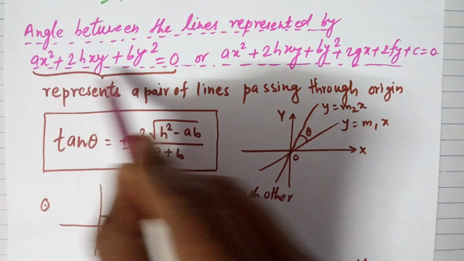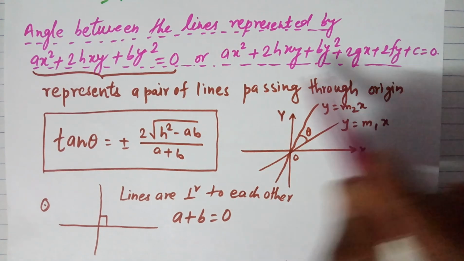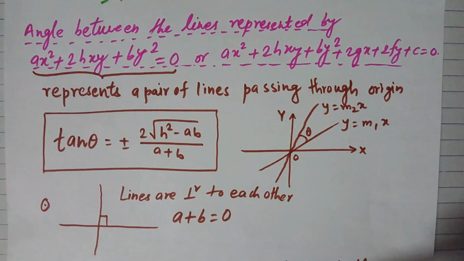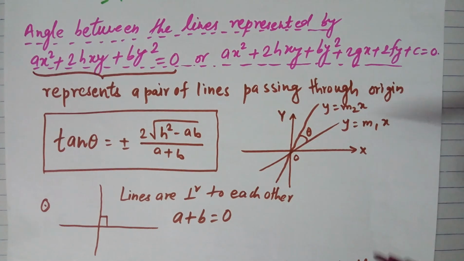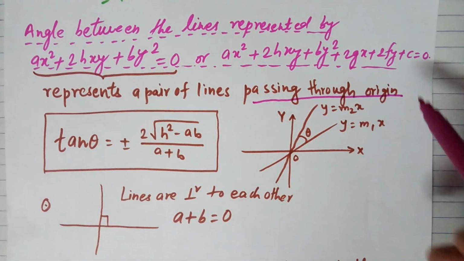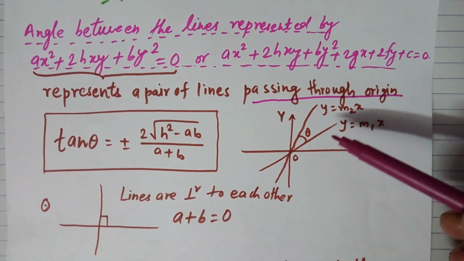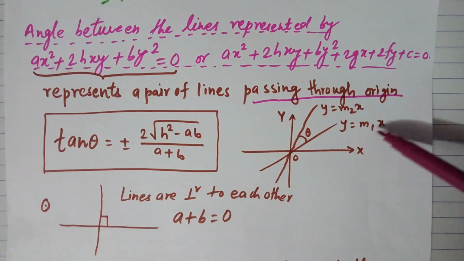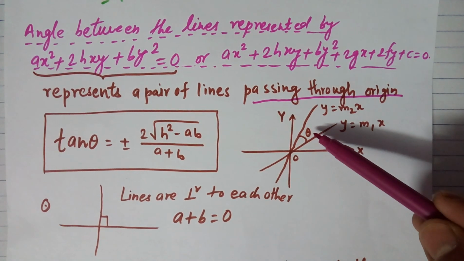So this, if we do not have the x and y and the constant term, then this particular equation is known as a homogeneous equation. And it always represents a pair of straight lines that passes through the origin. So if one will be y equal to m1 x, the other will be y equal to m2 x, which will be inclined at an angle theta. So we need to calculate this theta.